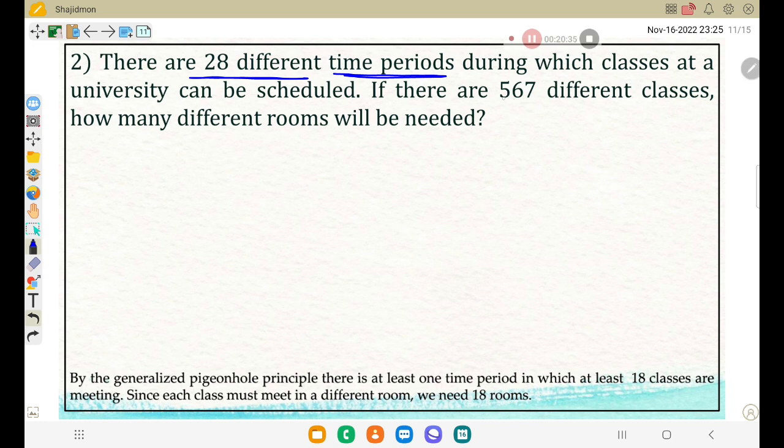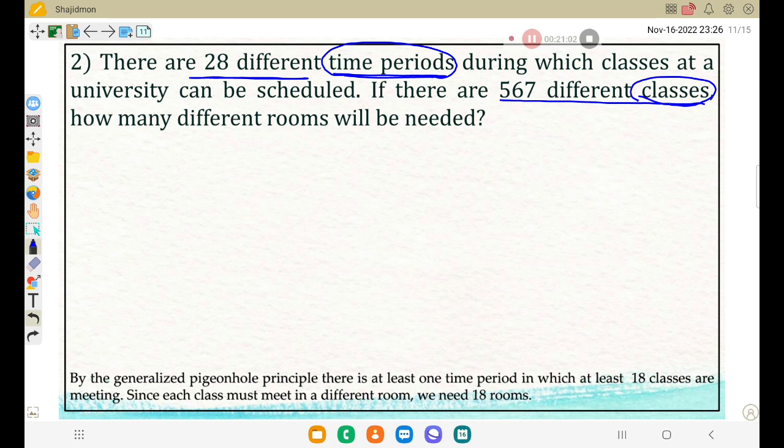If there are 567 different classes that we need to schedule, how many different rooms will be needed? This is the question here. Now what is the idea here? You can see we have time periods and we have 567 different classes.